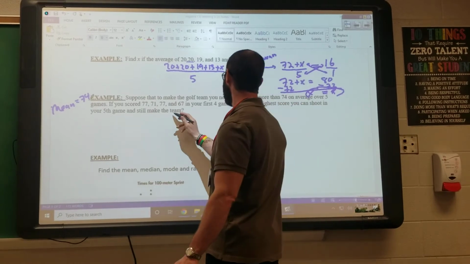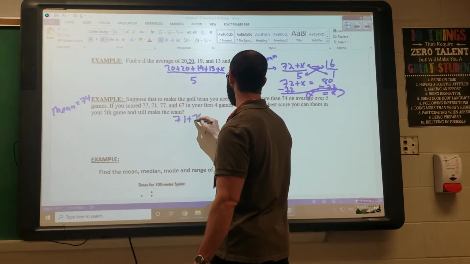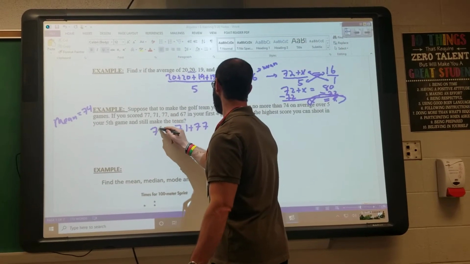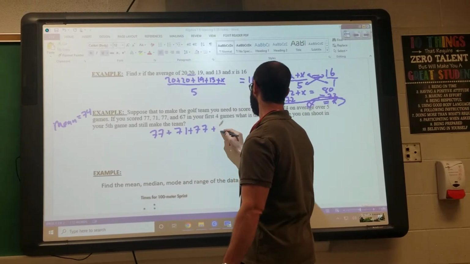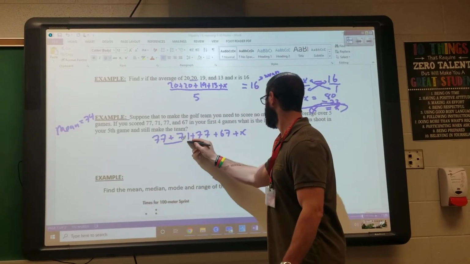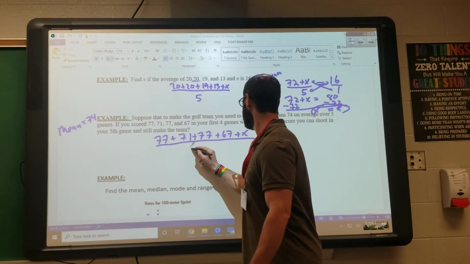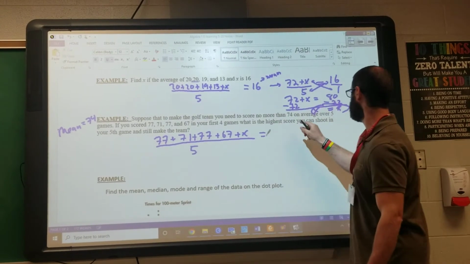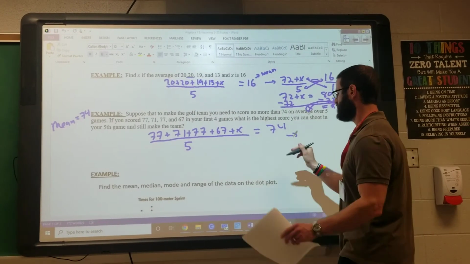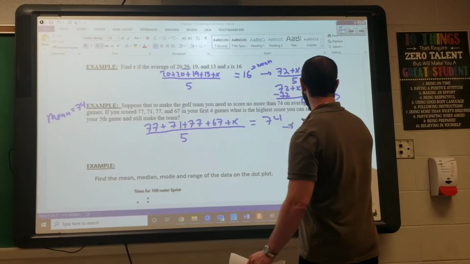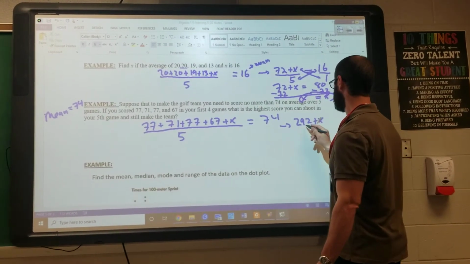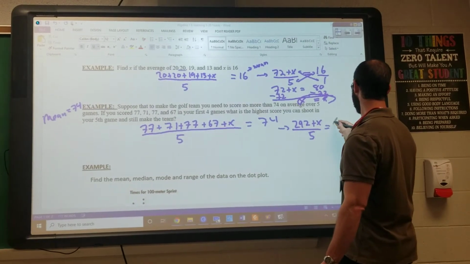So we're going to say 77 plus 71 plus 77 plus 67 plus x, that's the fifth game that we don't know yet, over 5 equals, what's our mean that we were given? 74. Let's simplify this a bit. If I add these numbers together, I get 292 plus x over 5 equals 74.